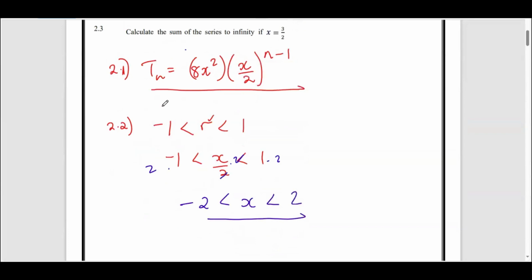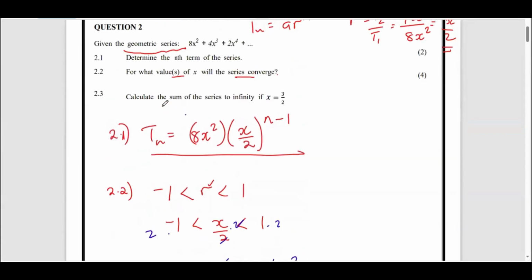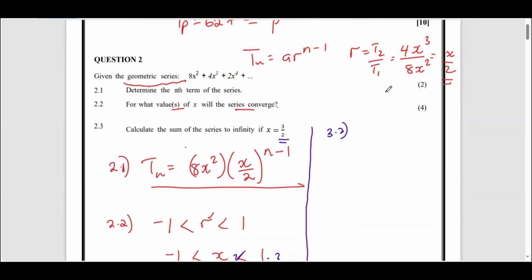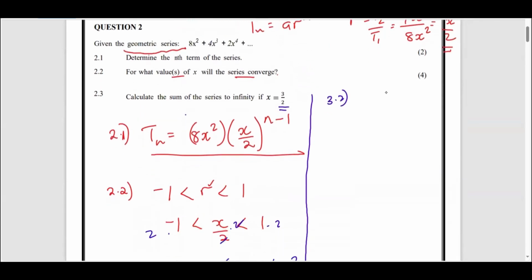And then 2.3, they want us to calculate the sum of the series to infinity if x is 3/2. Okay, so that is going to change the whole scenario. So they're telling us x is 3/2, which means I need to recalculate my terms. Our first term is going to be 8 into (3/2) squared. What does it give us? It gives us 18.